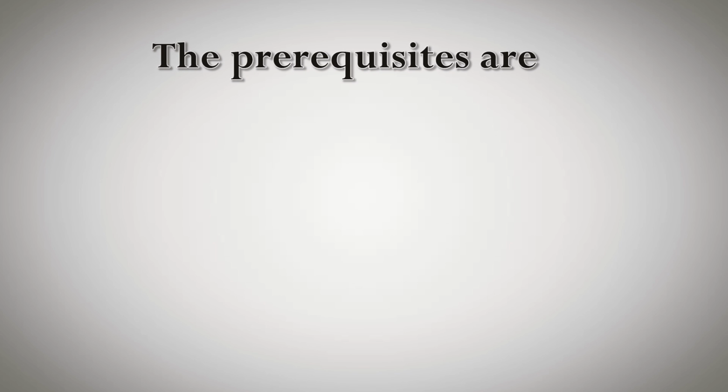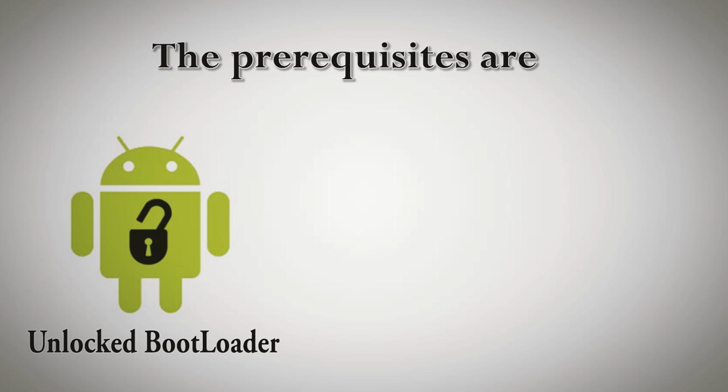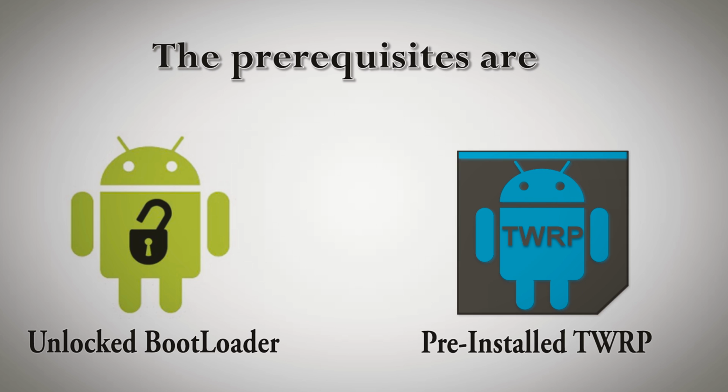The prerequisites are, first, your bootloader should be unlocked. Second, you should have a pre-installed TWRP recovery. So let's start with unlocking the bootloader.